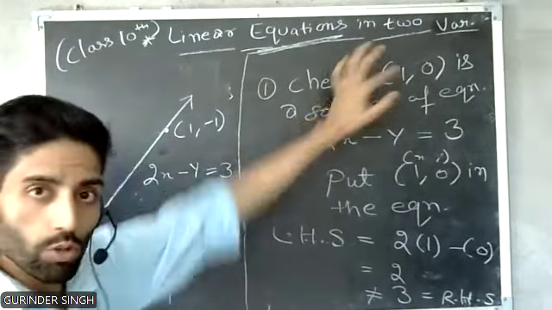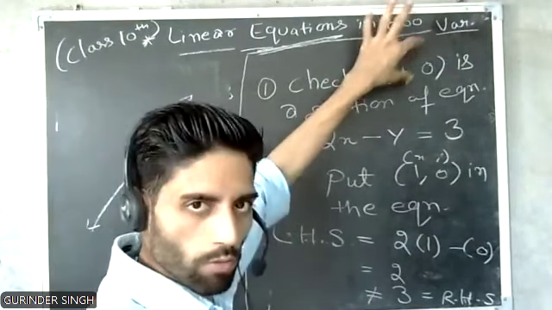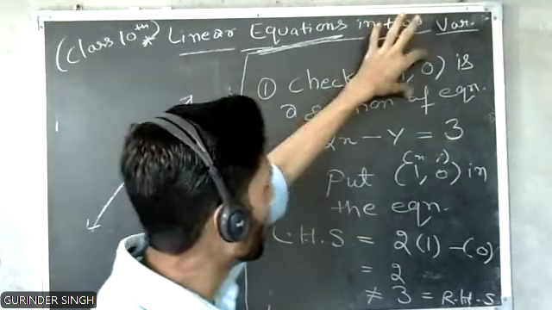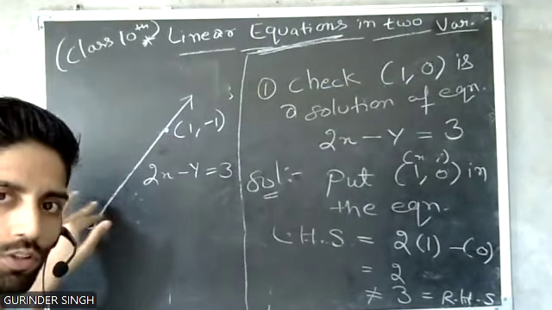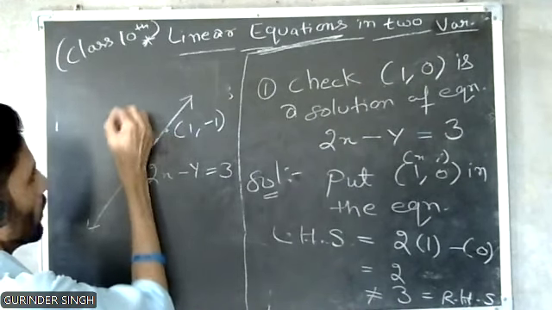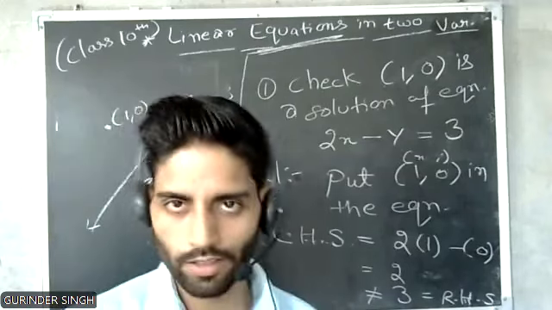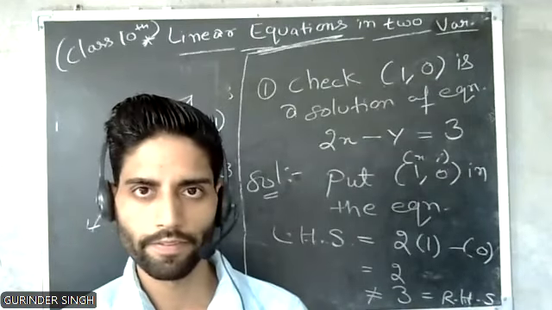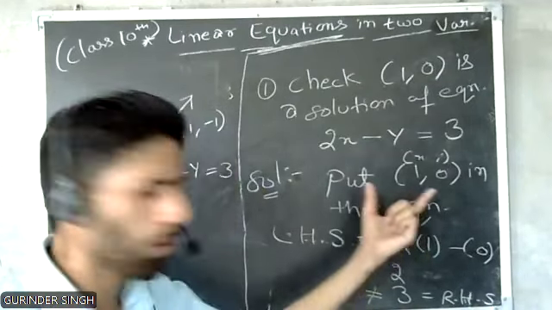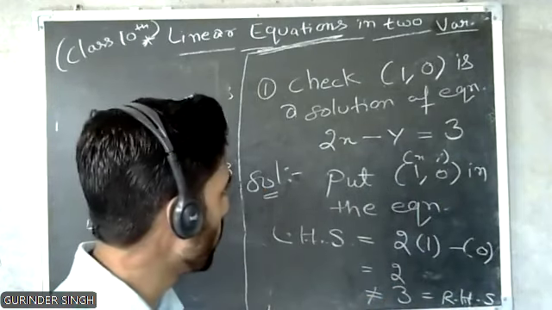Okay, if 1 comma 0 is not a solution of this, it means this x comma y pair 1 comma 0 will not be sitting on this line, right? It will be somewhere else, like here. 1 comma 0 will be somewhere else, not on the line, because it's not a solution, right? So you can check any point. These types of questions are there, so you can do it easily.